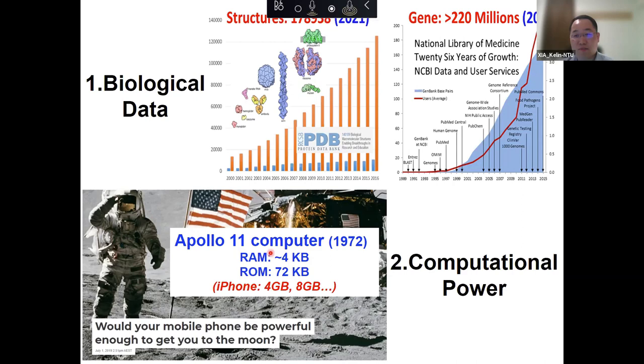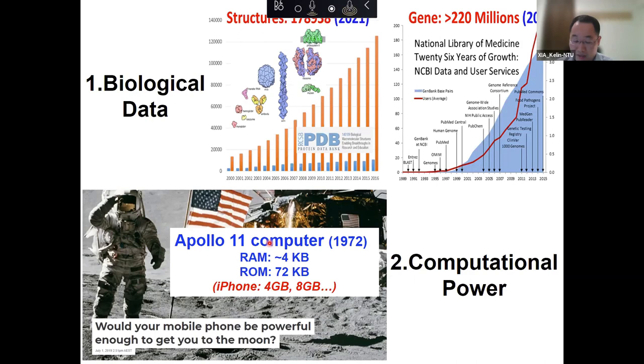And now, the memory we have in the iPhone can easily go to 4 GB and 8 GB, or 17 GB if we have enough money, right? That means the iPhone in everybody's hand now is about millions of times more powerful than the computer that helped humans land on the moon in 1970. So huge progress has happened in the past 50 years.